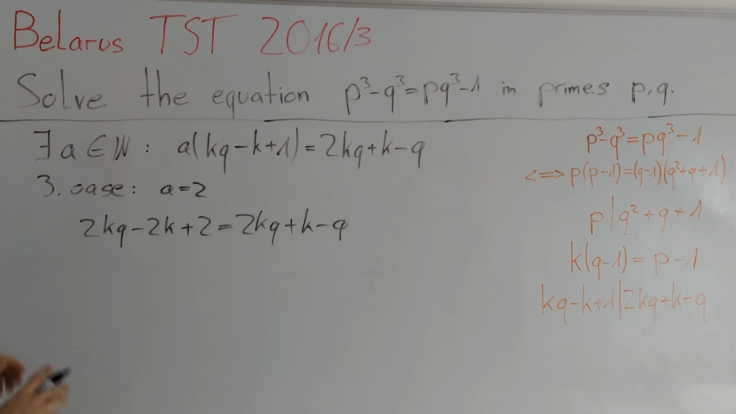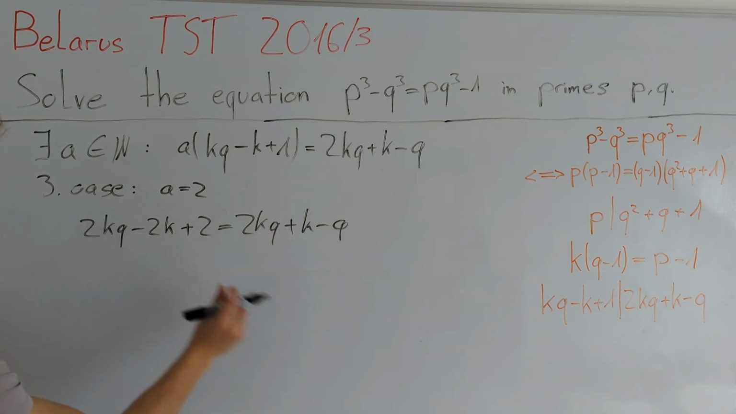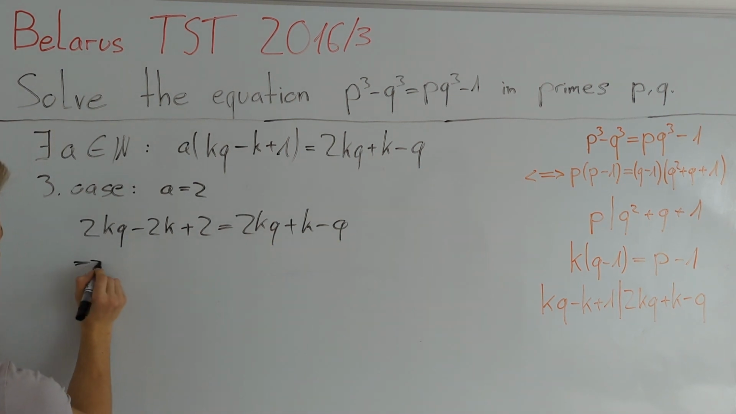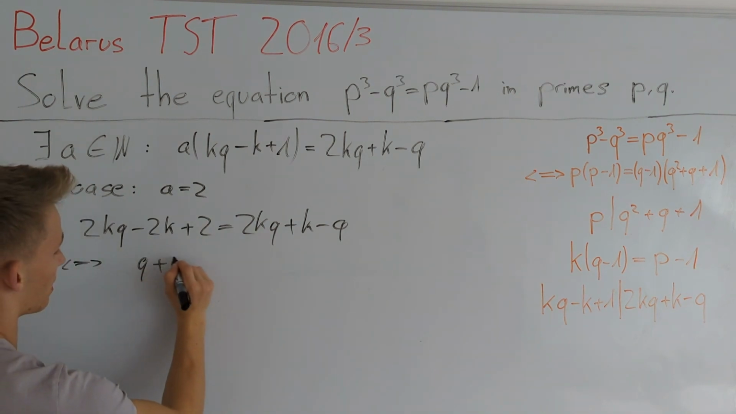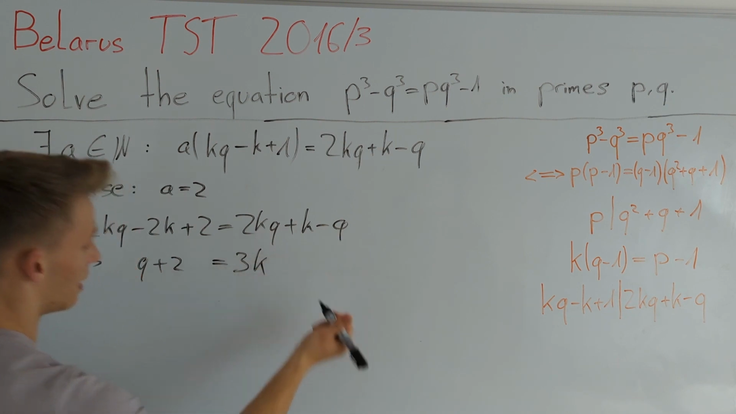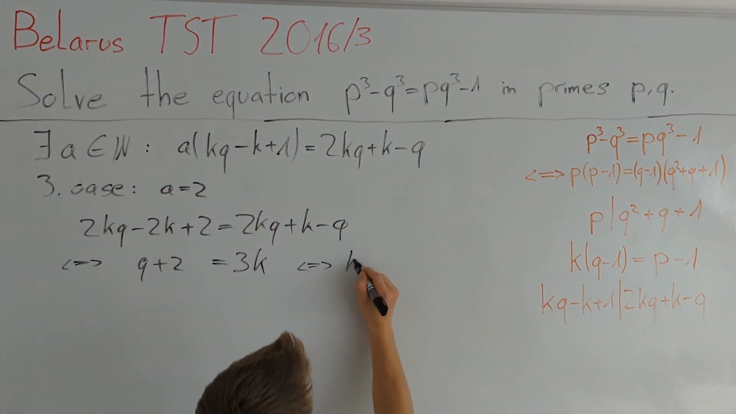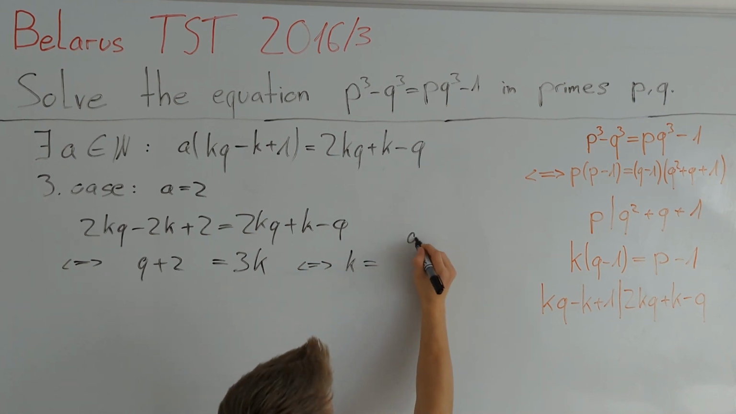Here we see that the term 2 times kq cancels out, and then we can bring the minus 2k to the right hand side and the minus q to the left hand side and conclude that q plus 2 is equal to 3k, and this is equivalent to k is equal to (q plus 2) over 3.